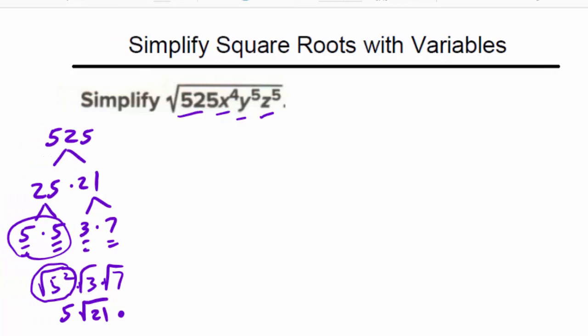So the first one I have here is x to the 4th, and again, that's under the radical, and that is a perfect square. So the square root of x to the 4th is x to the 2nd. I'm going to bring that all the way down to the bottom.